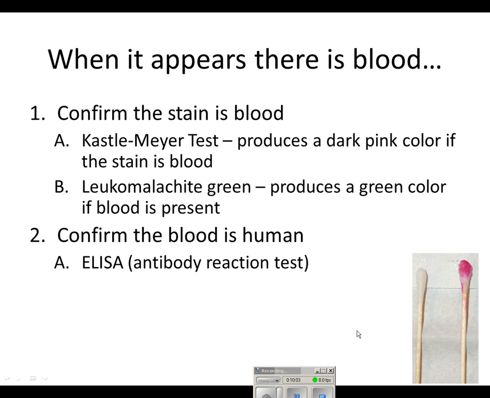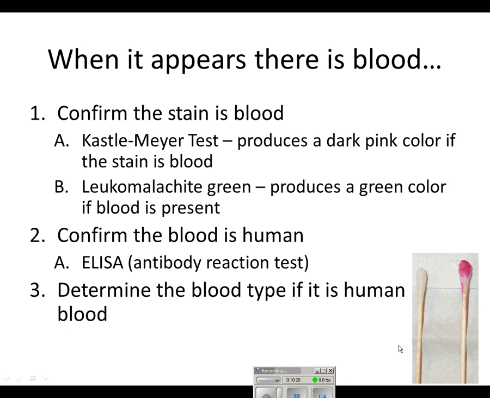And then once you figure out that, yes, it is blood, you have to figure out that the blood is human. And we could be looking at a scene that was staged. It could be real blood, but it might be cow's blood. So you confirm that the blood is human by using an ELISA test, which is an antibody reaction test. And the last thing is, if it is human blood, you're going to determine the blood type.